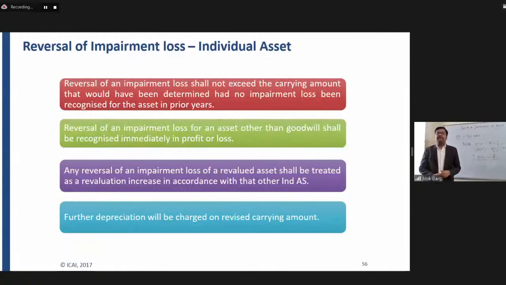So reversal of an impairment loss shall not exceed the carrying amount that would have been determined had no impairment loss been recognized for the asset in the prior years. Reversal of an impairment loss for an asset other than goodwill shall be recognized immediately in profit or loss. Any reversal of an impairment loss of a revalued asset shall be treated as a revaluation increase in accordance with that Ind AS. Further depreciation will be charged on the revised carrying amount.